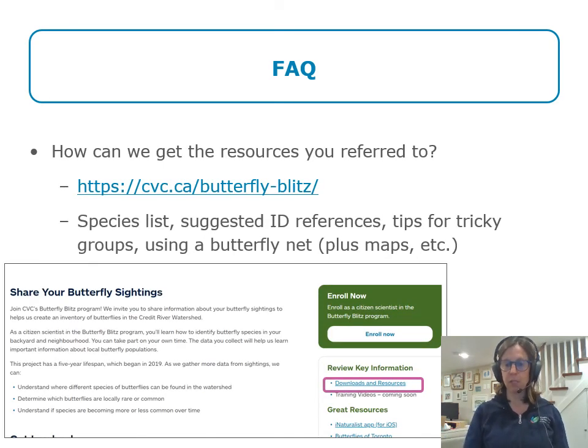How can we get the references you referred to? So I talked about a bunch of different resources that we've got on our website. So species lists, suggested identification resources, tips for tricky groups, using a butterfly net. We also have maps and other resources online. So if you go to our website, cbc.ca/butterflyblitz, you'll see on the right-hand side there, where I've outlined in a pink box, it says downloads and resources. If you go to that site, you will find this whole big list of resources that you can download and use.